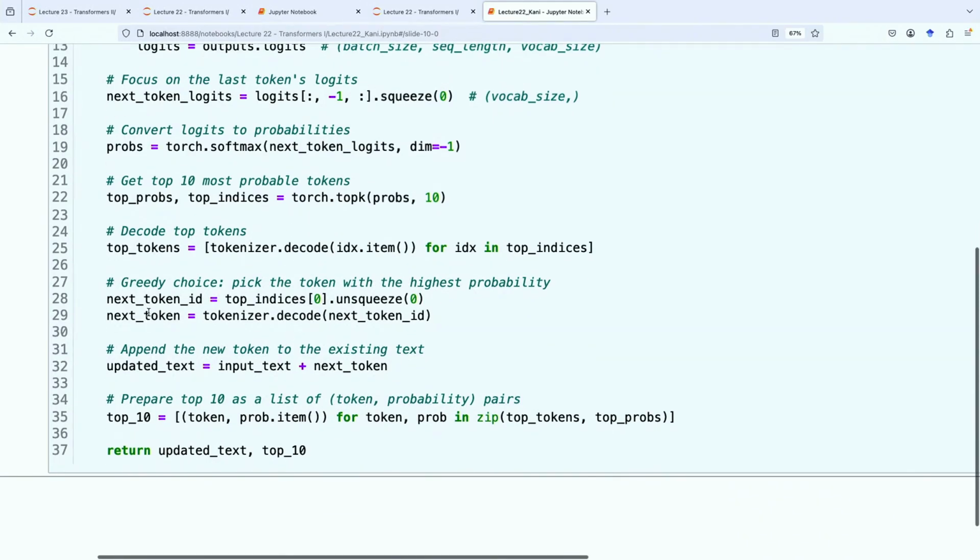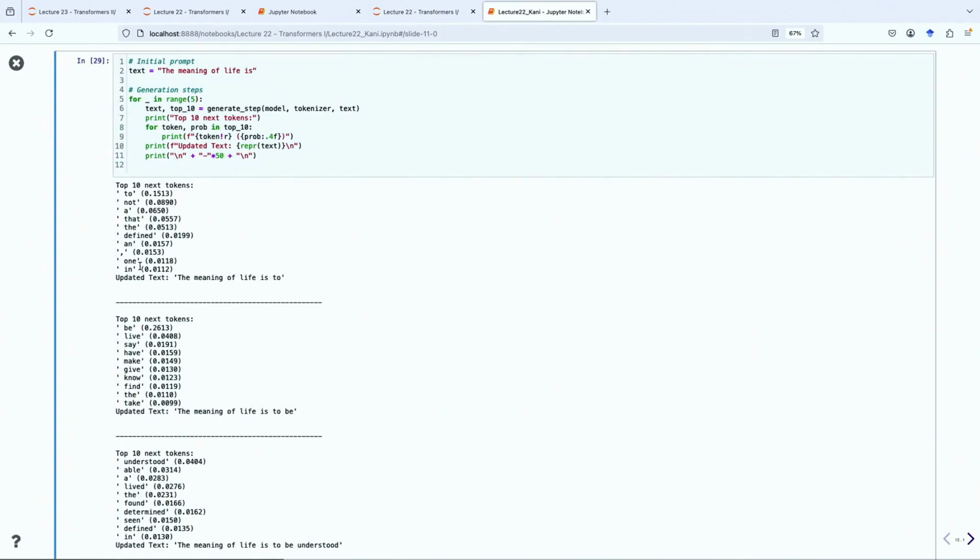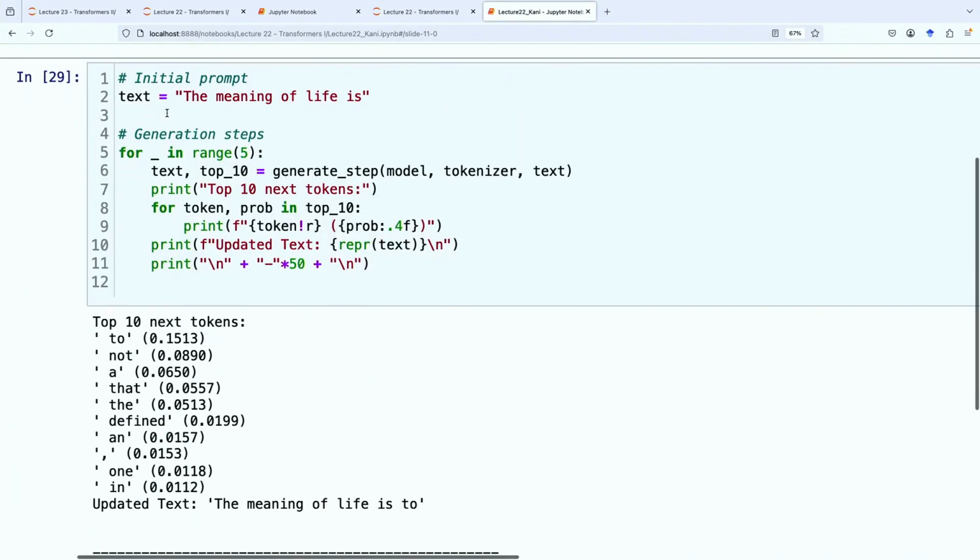And then we choose the next token based off greedy decoding. We add it to the input text, and then we do the same thing over and over and over again. Okay, so this is how this function works, just so you know, and this is an example of using the function. So we start off with the text, "the meaning of life is." We put this text into that generate step function. We put its tokenizer in. We put the text. We put the model in. We'll leave it working on CPU.